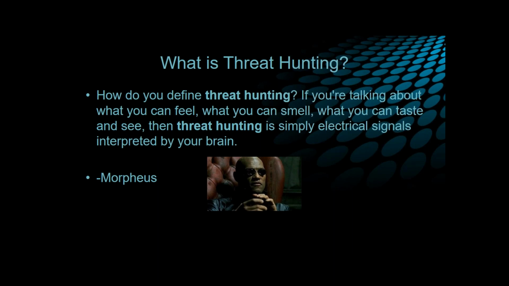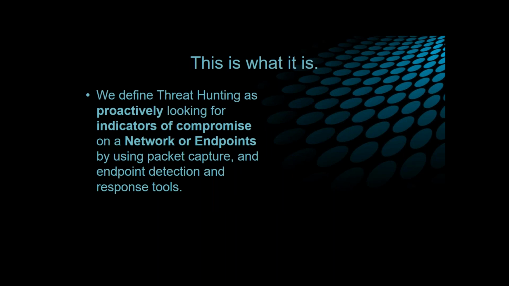So, what is threat hunting? How do we define threat hunting? If you're talking about what we can feel, smell, taste and see, then threat hunting is simply electrical impulses or signals interpreted by your brain. Now we know that Morpheus didn't actually say that. But what threat hunting actually is, and the way that we define it, is we are proactively looking for indicators of compromise on a network or endpoints by using a mixture of packet capture and endpoint detection and response tools.